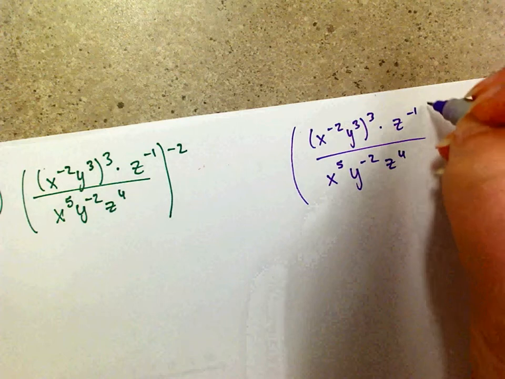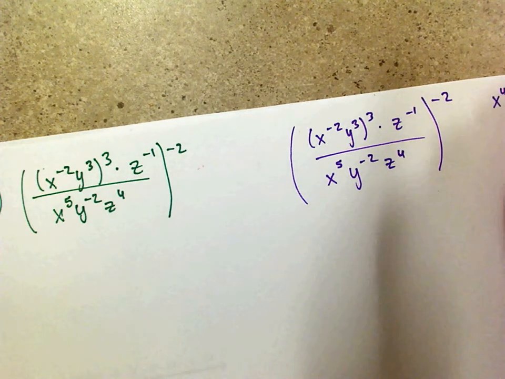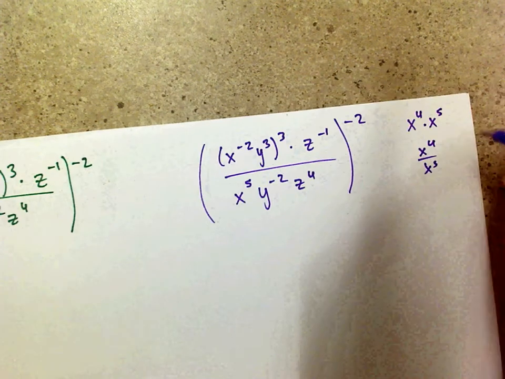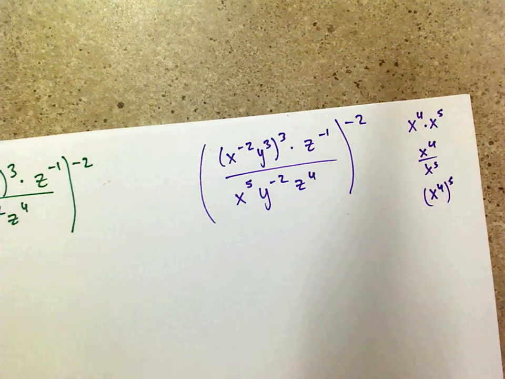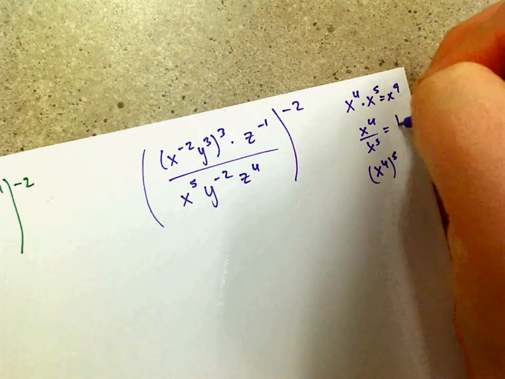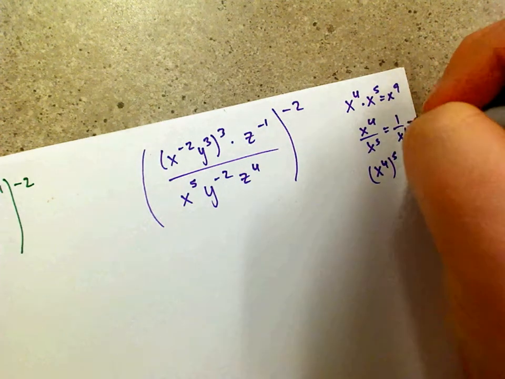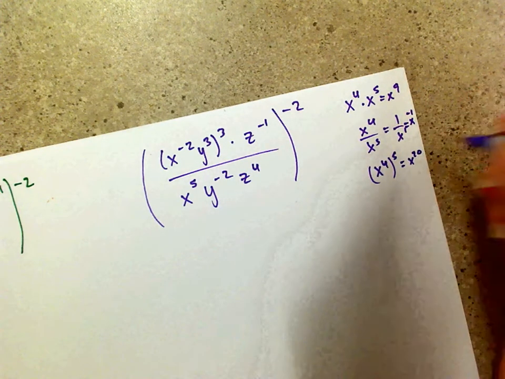And when I say x to the 4th times x to the 5th, I add. When I say x to the 4th divided by x to the 5th, I subtract. Sorry. And when I say x to the 4th to the 5th, that's when you multiply. Okay? So that's x to the 9th. That's 1 over x to the 1st, or x to the negative 1. And then this is x to the 20th. So just remember your properties.